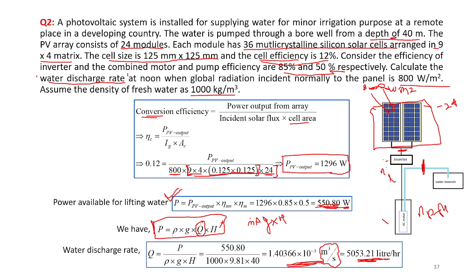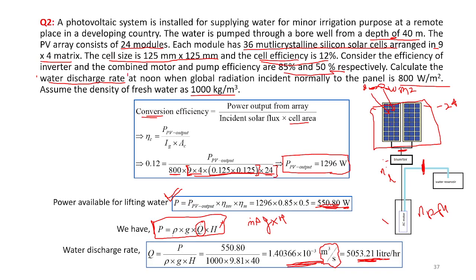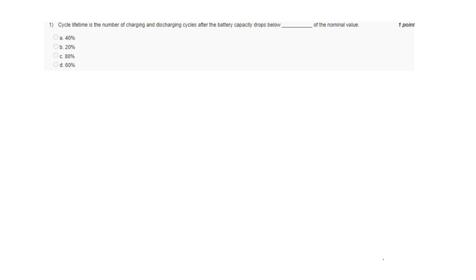Okay, I hope it's clear. Now we'll move towards our question part. First we'll see some basic theoretical questions and then we'll solve numerical problems. The first question is: cycle lifetime is the number of charging and discharging cycles after which the battery capacity drops below dash of the nominal value. So what is the correct option for this question?